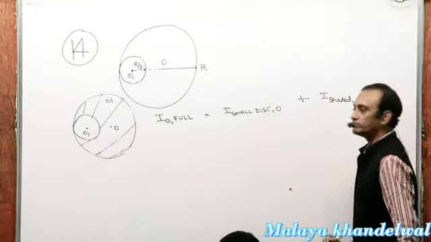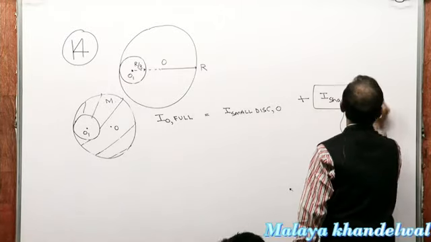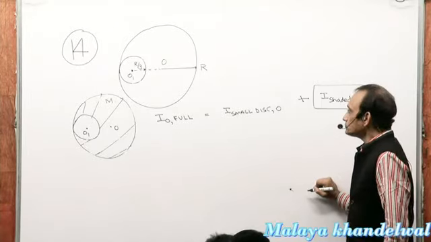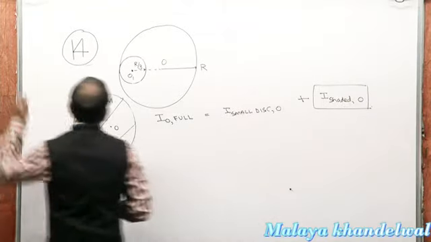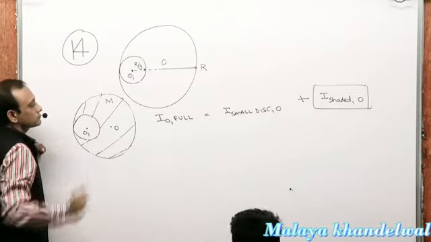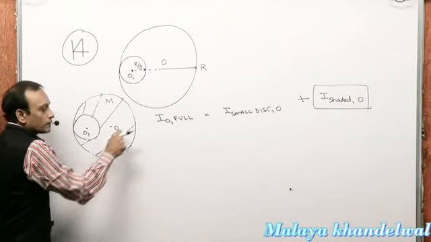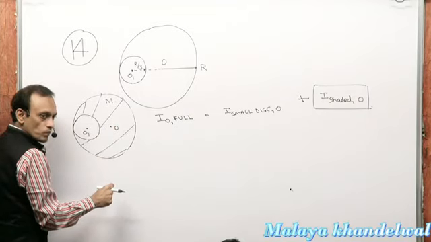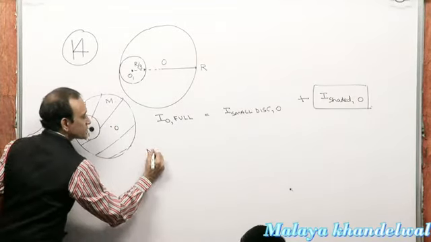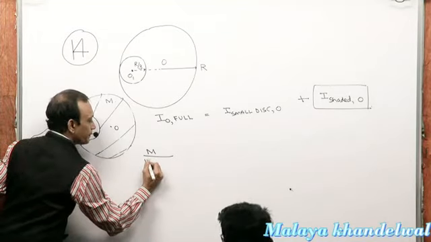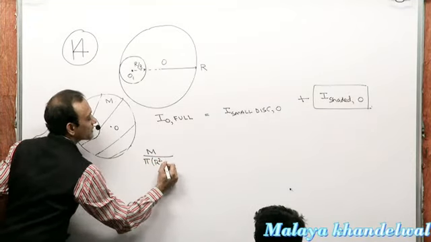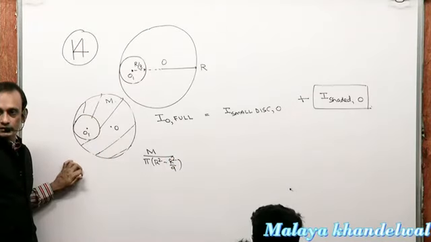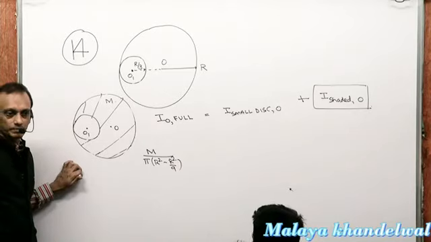And what are we trying to find? We are trying to find the moment of inertia of the shaded region about O. Now, the mass of this remaining portion is m. What's the area of this remaining portion? It is pi r squared minus pi r squared by 9.